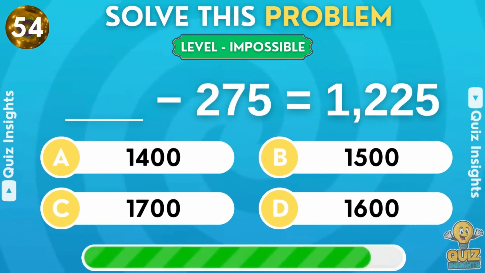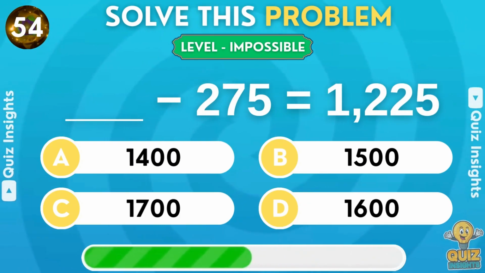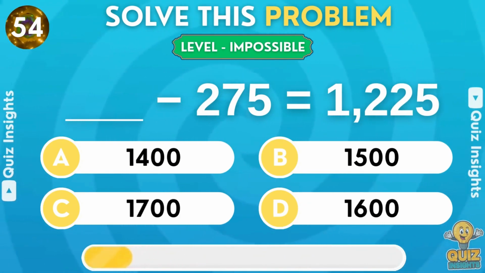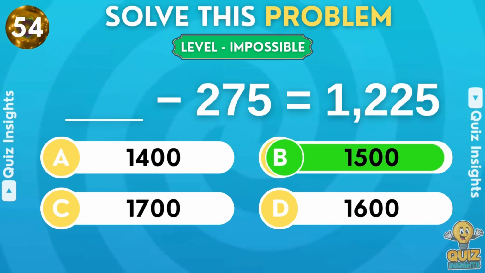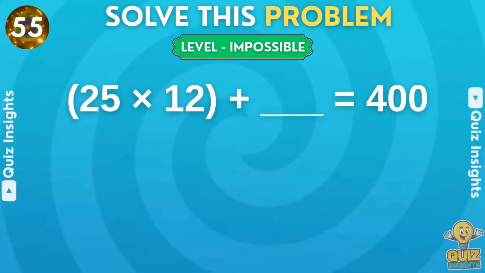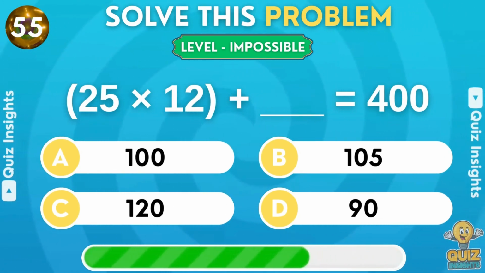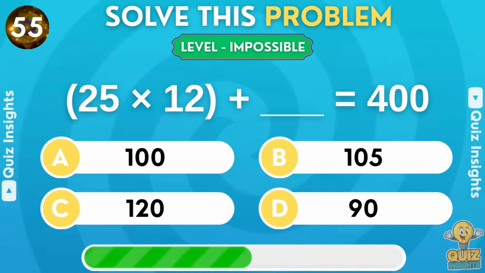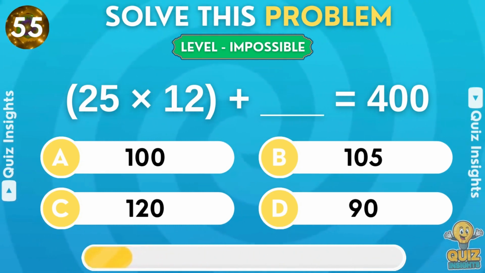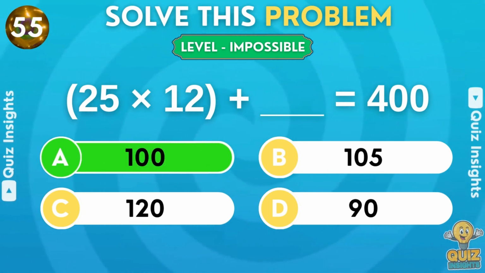What number minus 275 equals 1,225? It's 1,500. 25 multiplied by 12 plus what number equals 400? It's 100. Good!